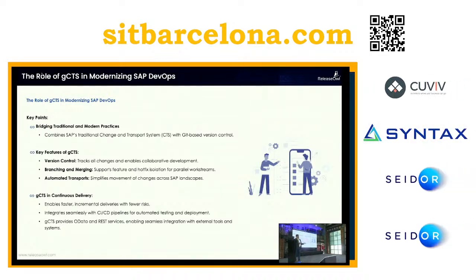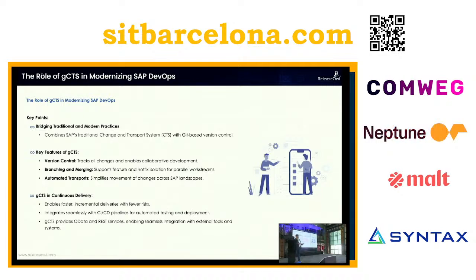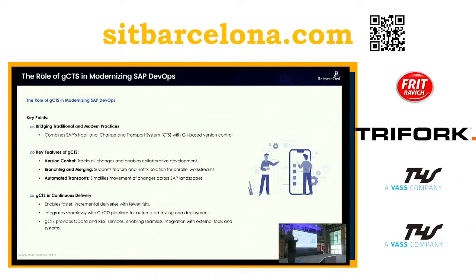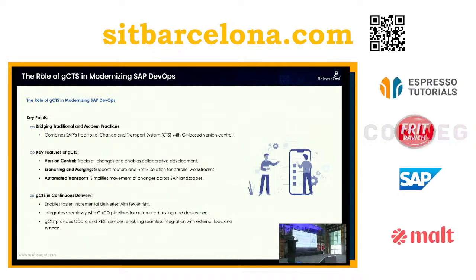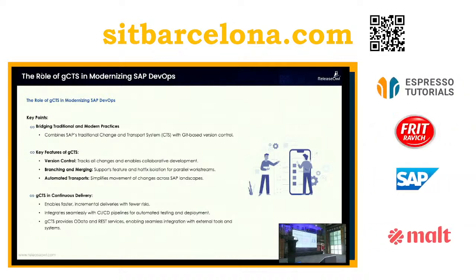gCTS has been there as long as CTS has been there. But adoption of gCTS has found a lot of challenges, and that is where we are trying to take gCTS much deeper. What gCTS brings is, it combines the traditional change and transport system with version control.